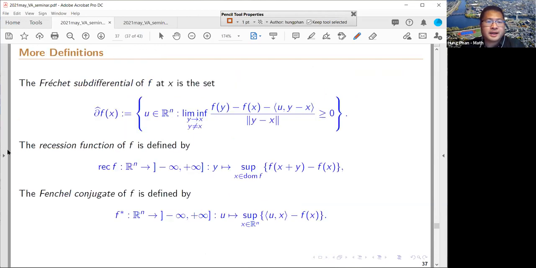And some more definitions: the Fréchet subdifferential, which I can skip, the recession function and the Fenchel conjugate. Many of these we will use in our summarized result.